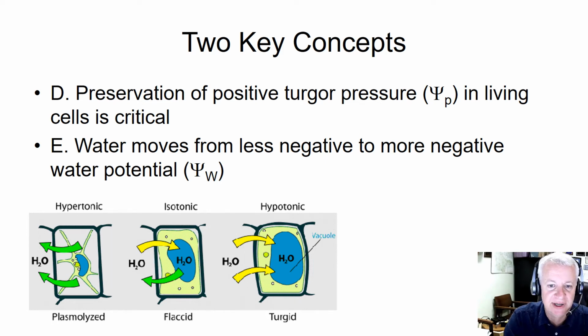Just as a reminder, I want to remind you of these two key concepts to always keep in mind: a lot of the adaptations we see are centered around maintenance of turgor pressure in living cells, and water moves from less negative to more negative water potential. I want to show you a couple of scenarios that show the interaction of the different components of water potential.